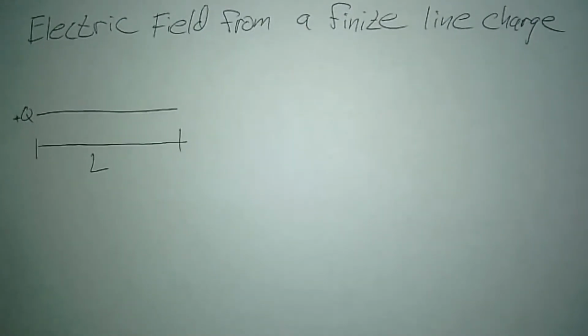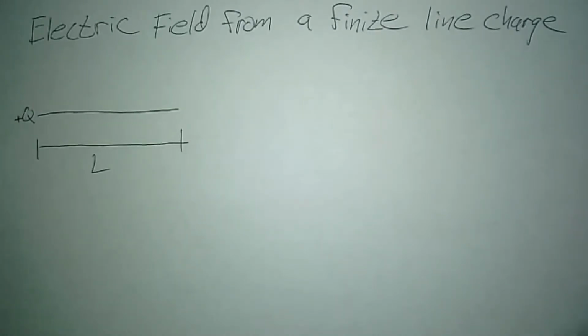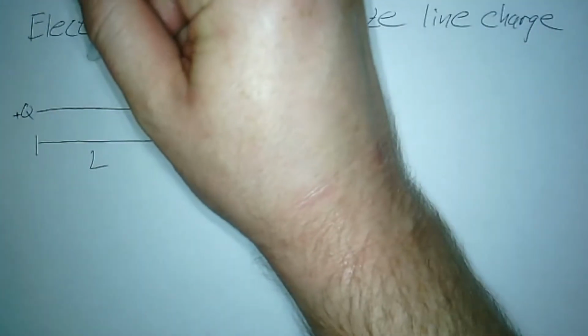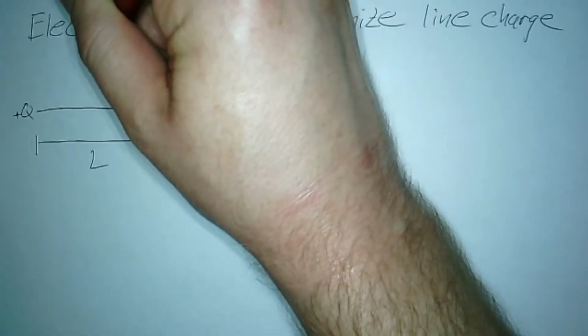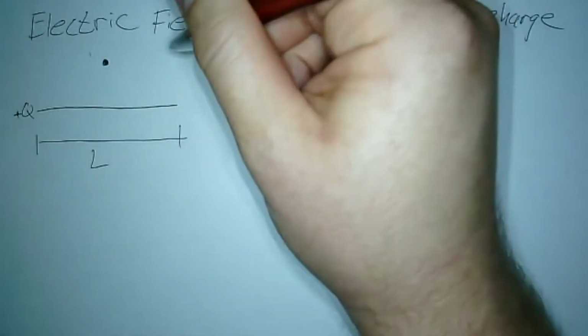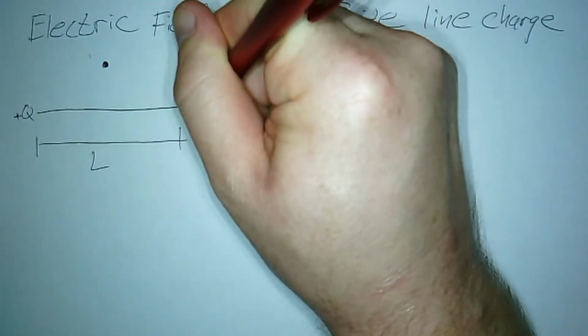Okay, so let's talk about the electric field from a finite line charge. So you have a finite wire which has a uniform positive charge on it and a total charge of Q. And you want to know what the electric field is some distance d away. So let's put it right in the center because that's going to make our lives a little bit easier. And we know that distance is d.